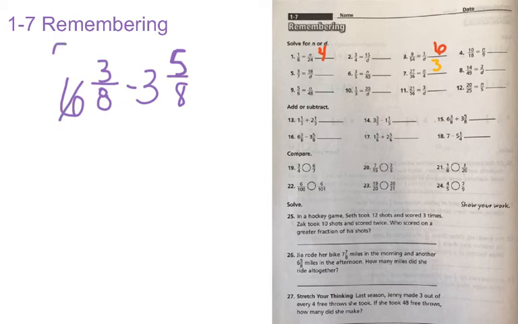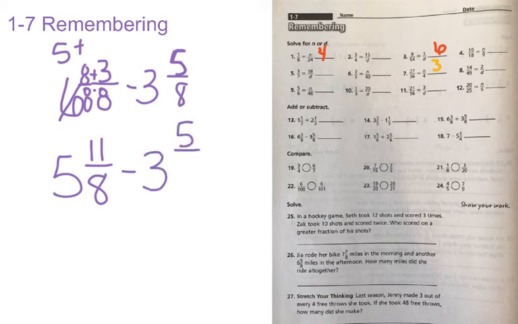The 6 becomes a 5, and then we add one whole, which written in fraction form is 8/8. So we add 8/8 to our fraction here, and 8 plus 3 becomes 11. Our denominator stays the same. So now we have 5 11/8 minus 3 5/8, and we can actually do our subtraction now. 11 minus 5 is equal to 6. Our denominator stays the same, eighths, and then our whole number, 5 minus 3, is equal to 2.